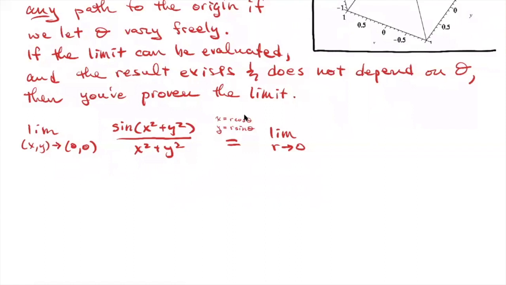So anyway, you would have the sine of r squared over r squared, because as you know, x squared plus y squared is r squared. And you switch to polar coordinates.